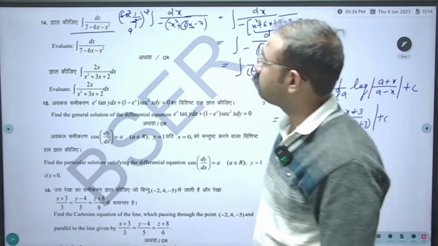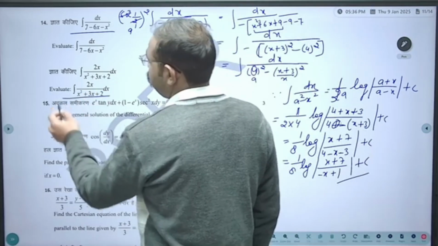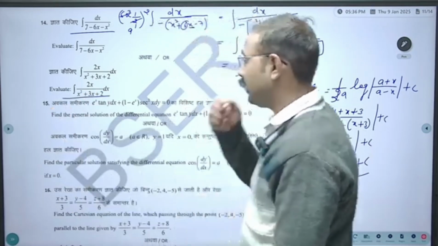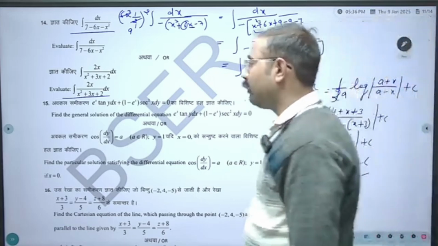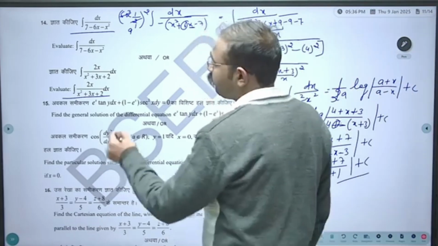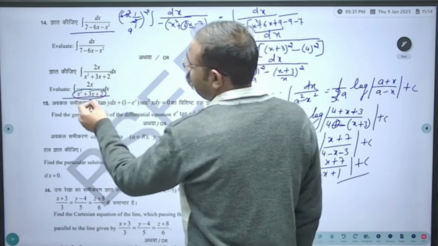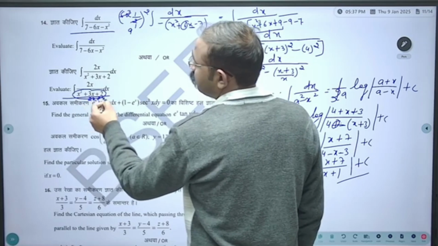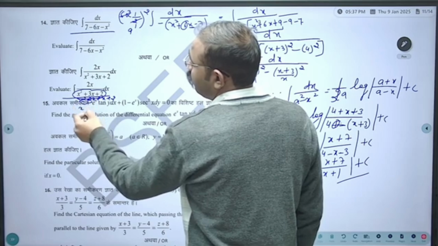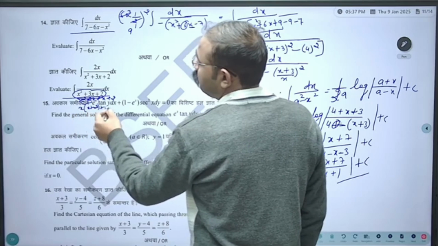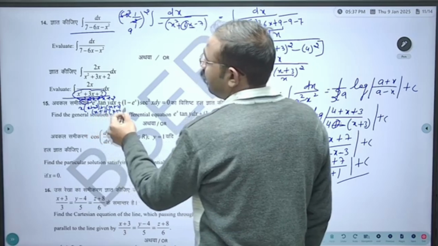This was question number 14, and the part which is in order of this question: evaluate 2x upon x square plus 3x plus 2. By partial fraction we will solve this question. By factorizing this, we can write 3x as 2x plus x, plus 2. This is x square. By taking x as common, x plus 2 plus 1 (x plus 2), and two factors will be x plus 2 and x plus 1.